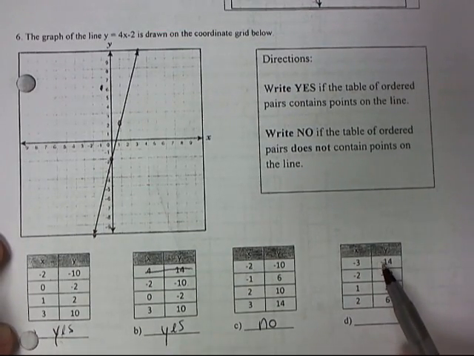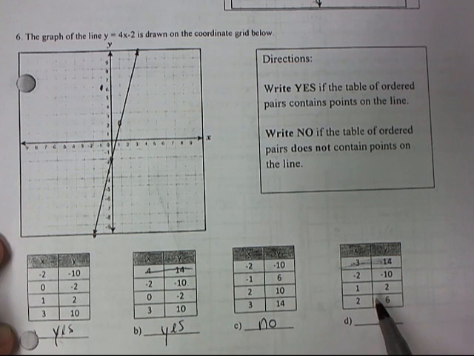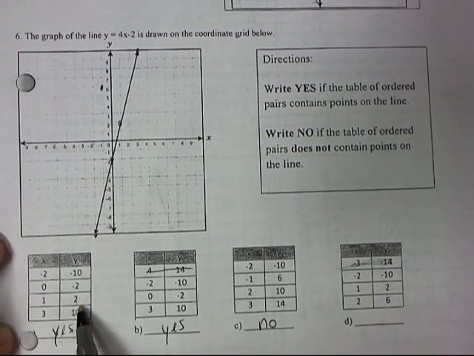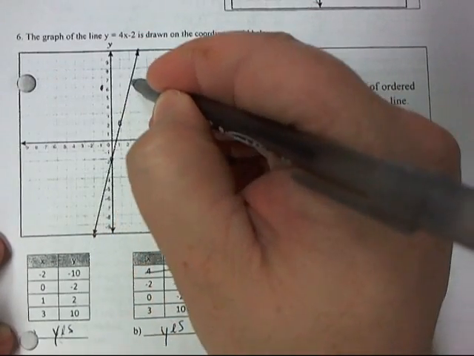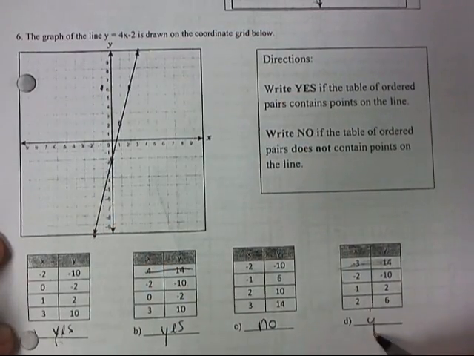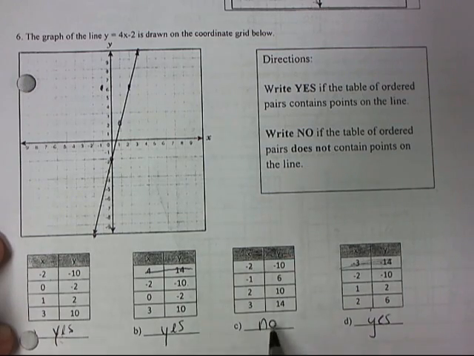Let's see if any of these points repeat themselves. Let's not worry about that because that's going to be off the grid. Negative 2, 10, we already said yes. 1, 2, yes, it's over here. 2, 6, let's see, 1, 2, and then go up 6 would be right here. So I would say yes to that one. So yes, yes, no, yes.